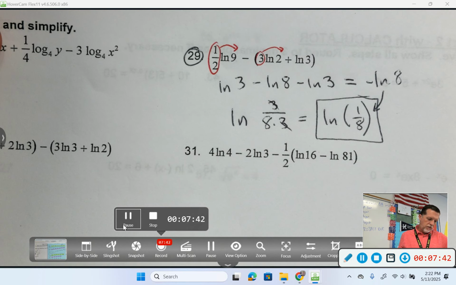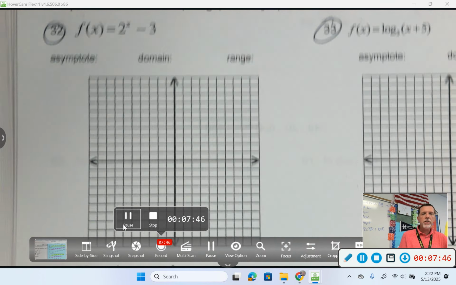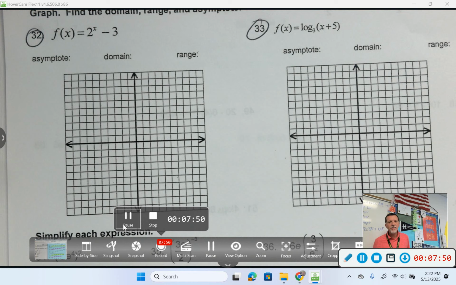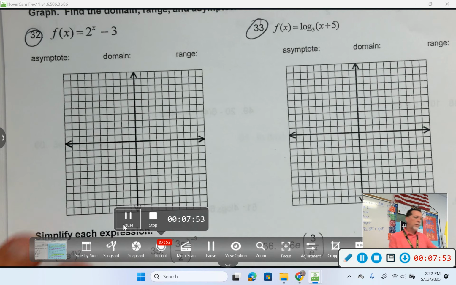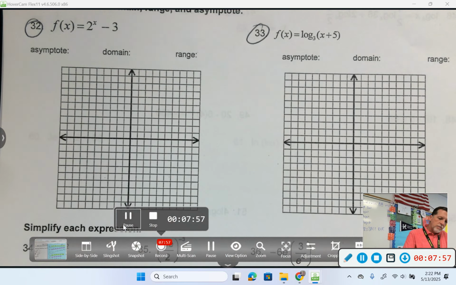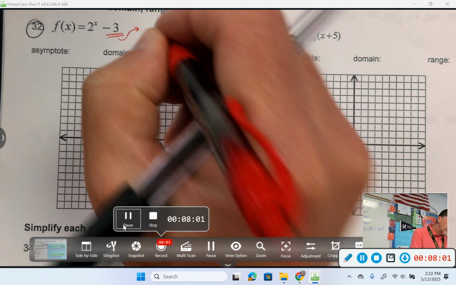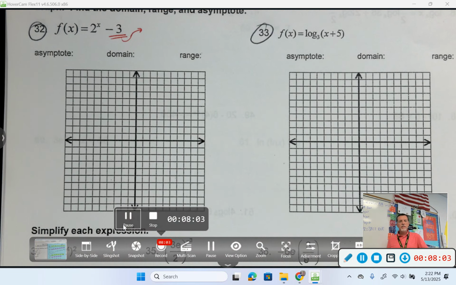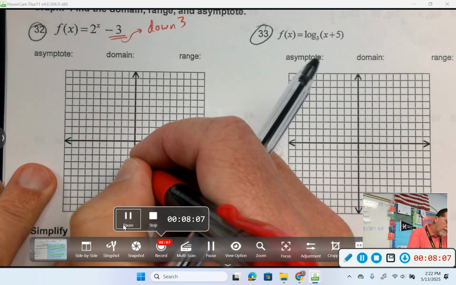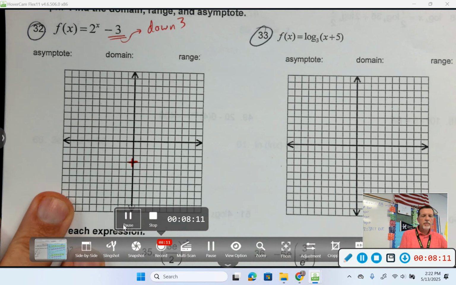Okay, 35 is the next one I'm scheduled to do, but I want to do 32 and 33 because it's been a while since we graphed. And I did those in the other classes, so let's make sure we're good here. Because we haven't graphed in a while. But I bet you remember what the minus 3 does. Down 3. So that takes care of the minus 3 stuff.